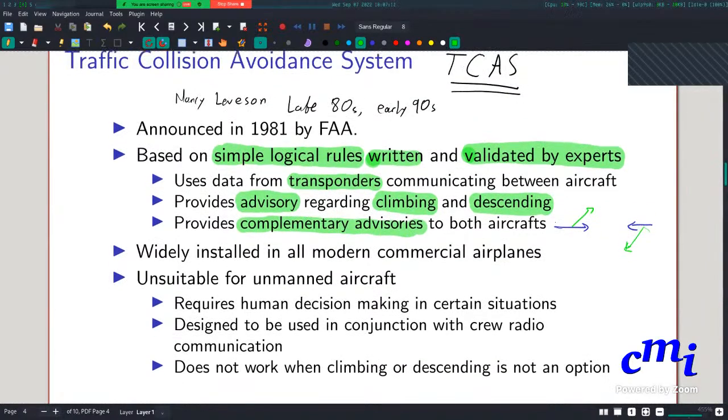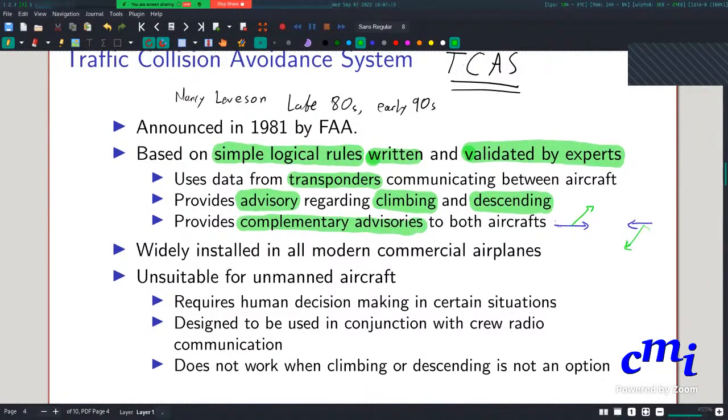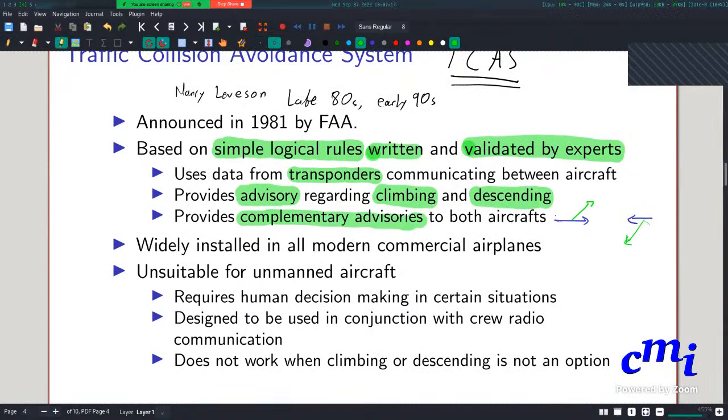But even this system has some issues, which is why the FAA is looking into some new systems now. Those issues pertain mainly to unmanned aircraft. There are various domain-specific reasons why the TCAS system is not suitable for unmanned aircraft. One of those reasons is that TCAS is a human-in-the-loop system. It still requires human decision-making. There are some situations in which the TCAS system is going to tell you that there is a collision, but it's not going to give the pilots specific directions on what to do to avoid the collision. In this sort of situation, the TCAS system says, I'm not smart enough to figure out what you should do to avoid the collision.